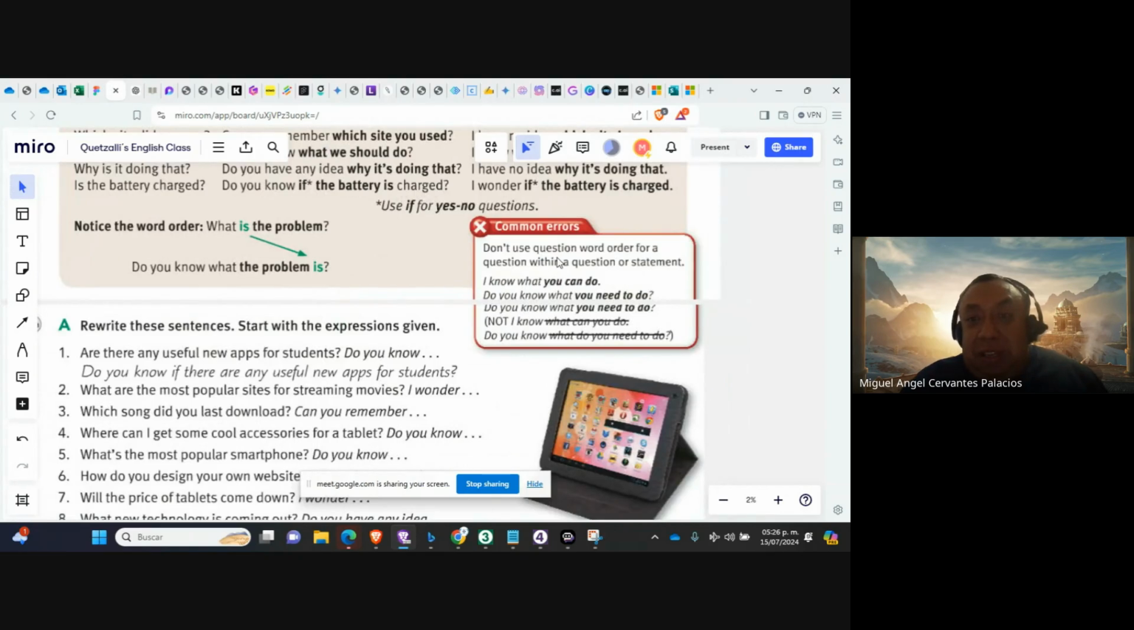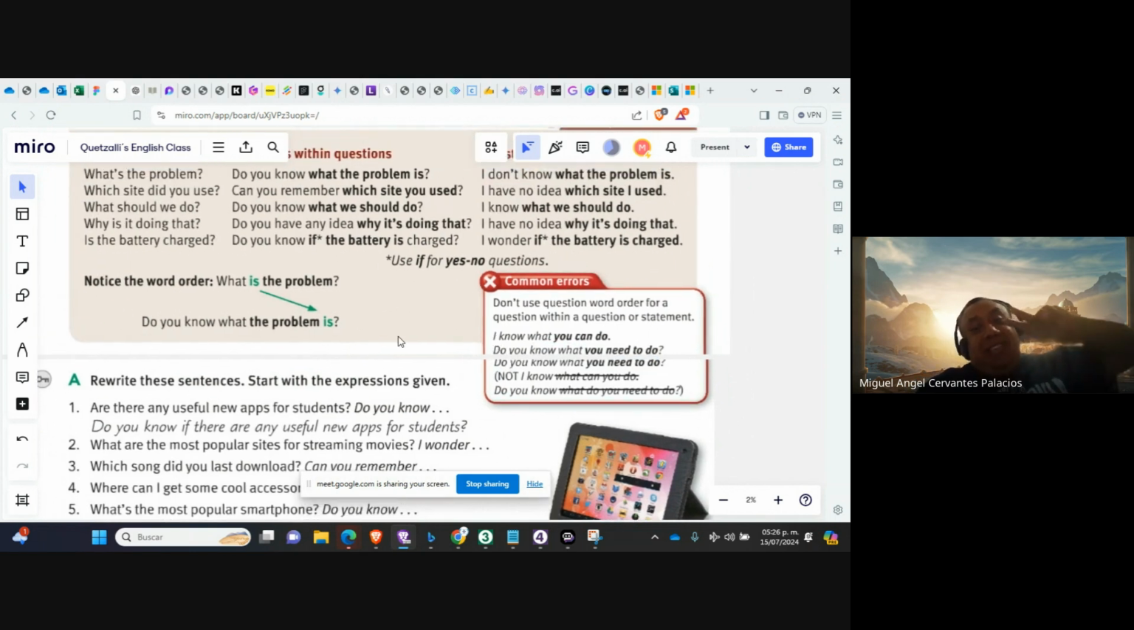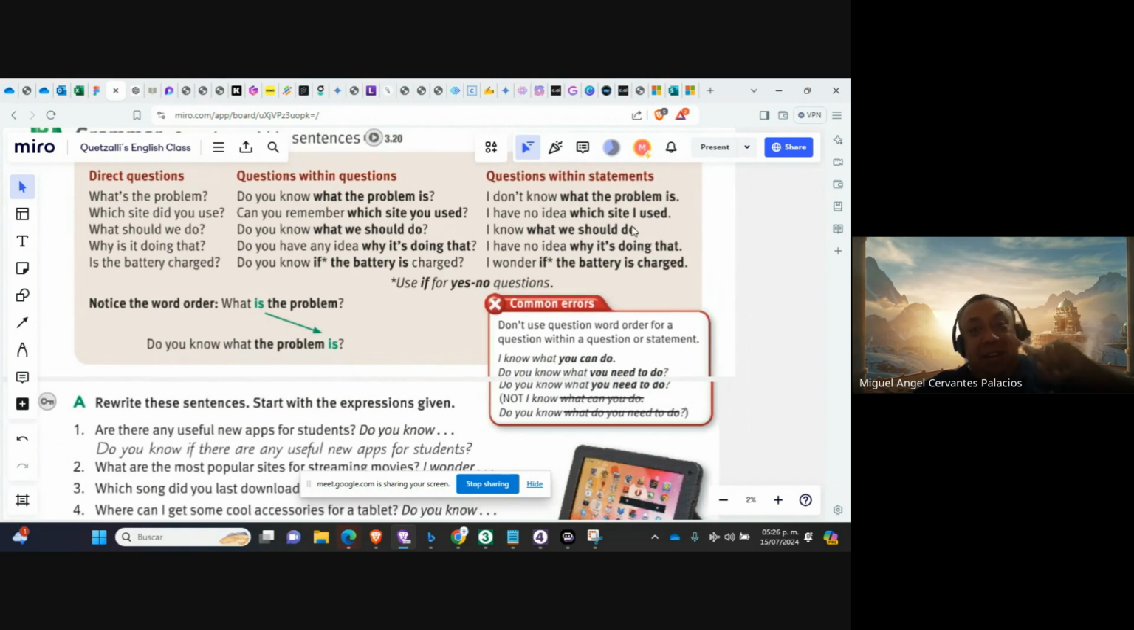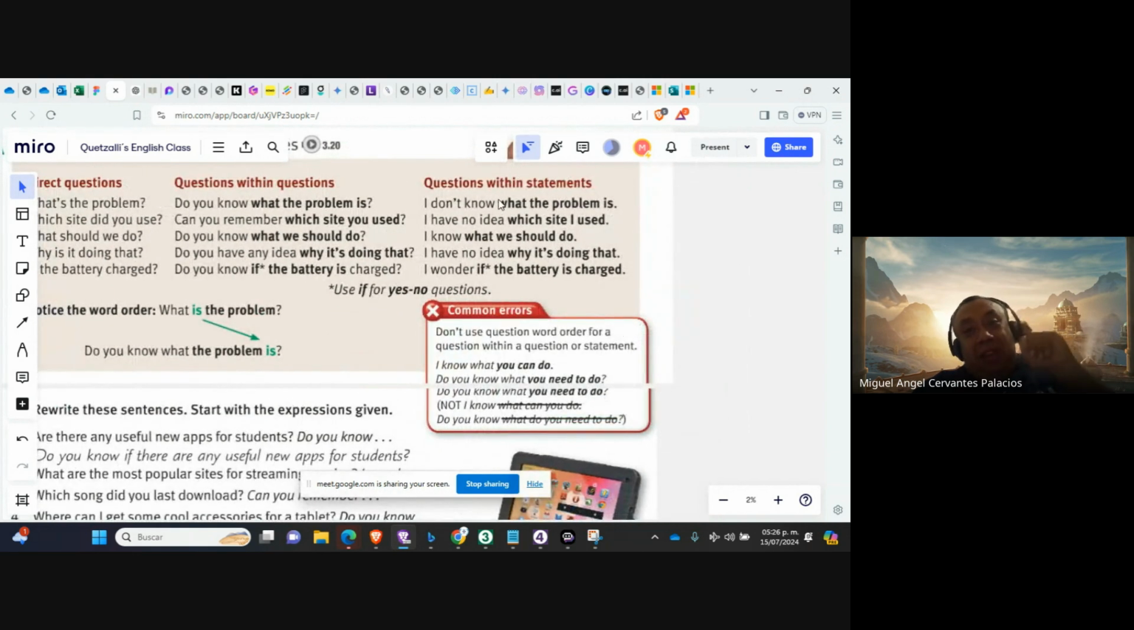Don't use question word order for a question within a statement. I know what you can do. Do you know what you need? Never: I know what can you do? No. Do you know what do you need to do? No. Yes: do you know what you need to do? I know what you can do. Why? Because it's engaging, putting together two questions into one, or a question into a very formal sentence.